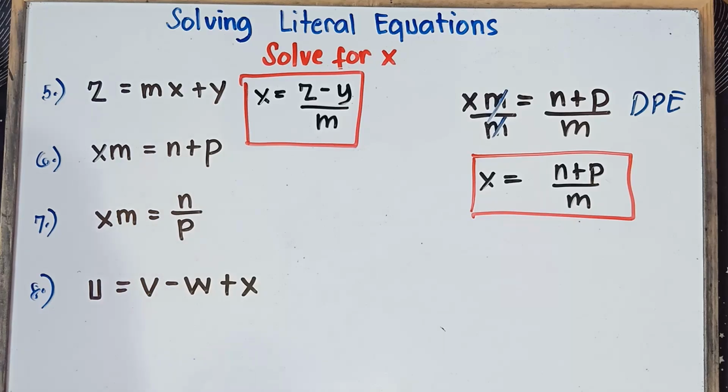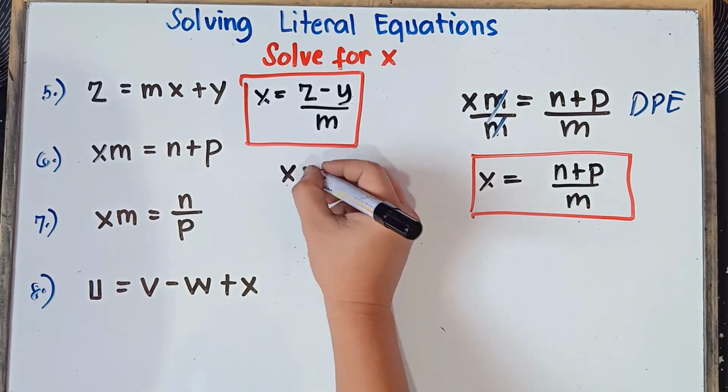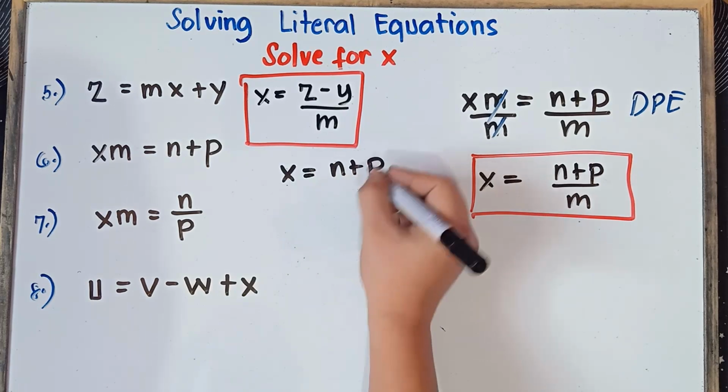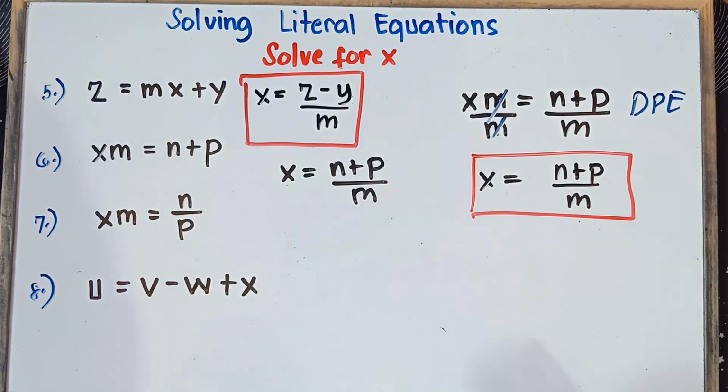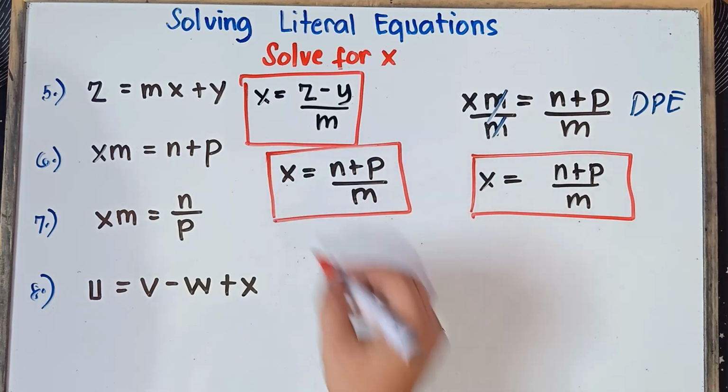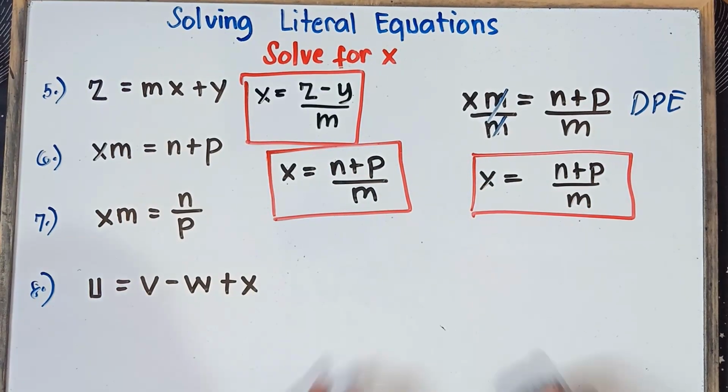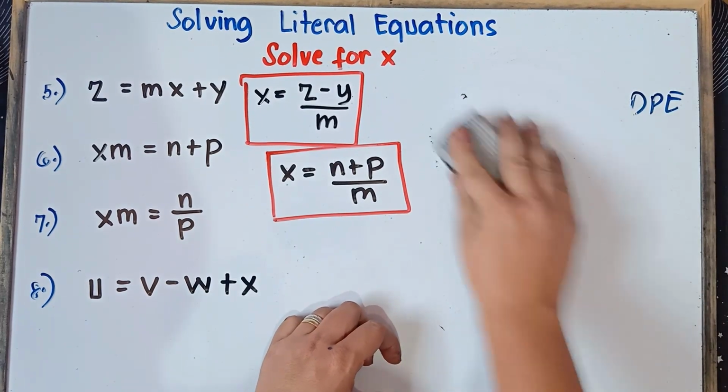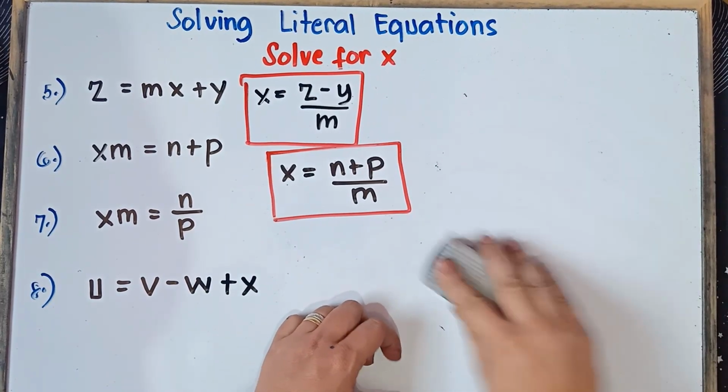Very easy, right? For number 6. So we have x equals n plus p over m. So this is the answer with regards to example number 6. Alright, so let's have example number 7.